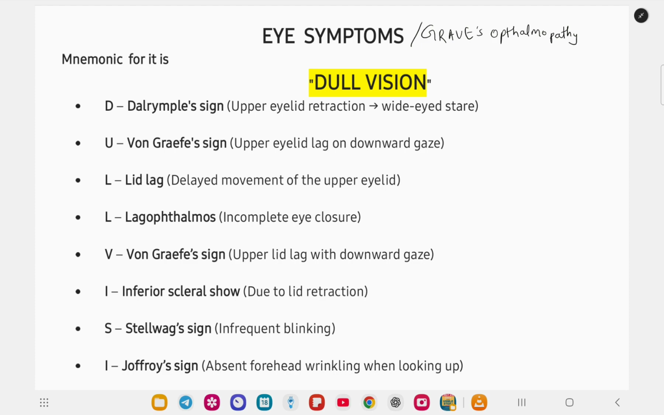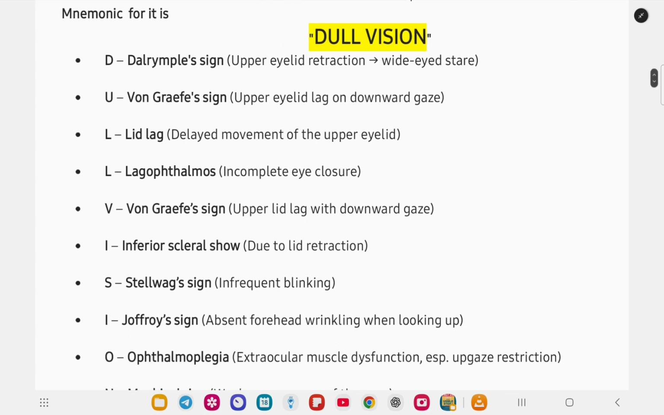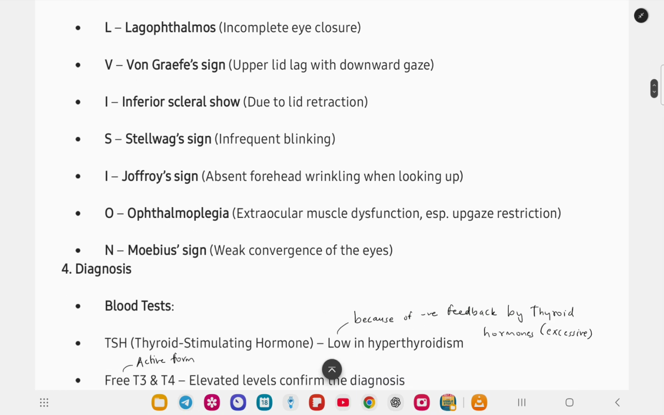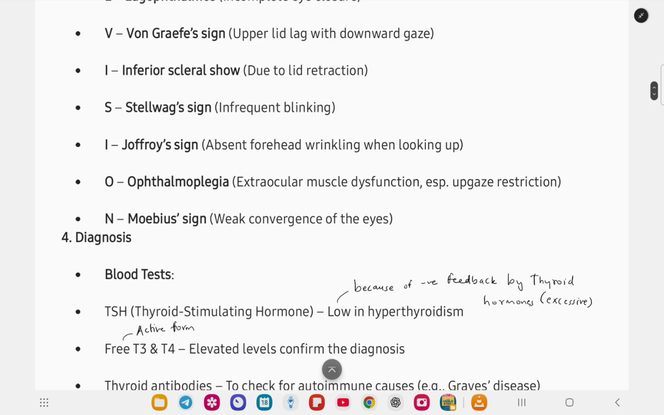It is called DULL VISION. D for Dalrymple sign, the limbal sign: upper eyelid retraction leads to a wide eye stare. Then U, you can compare it to V, von Graefe sign: upper eyelid lag on downward gaze. Then L for lid lag, L for lag ophthalmos, V for von Graefe sign again: upper lid lag with downward gaze. Then I for inferior scleral show, S for Stellwag sign, I for Joffroy sign: absent forehead wrinkling when looking up.